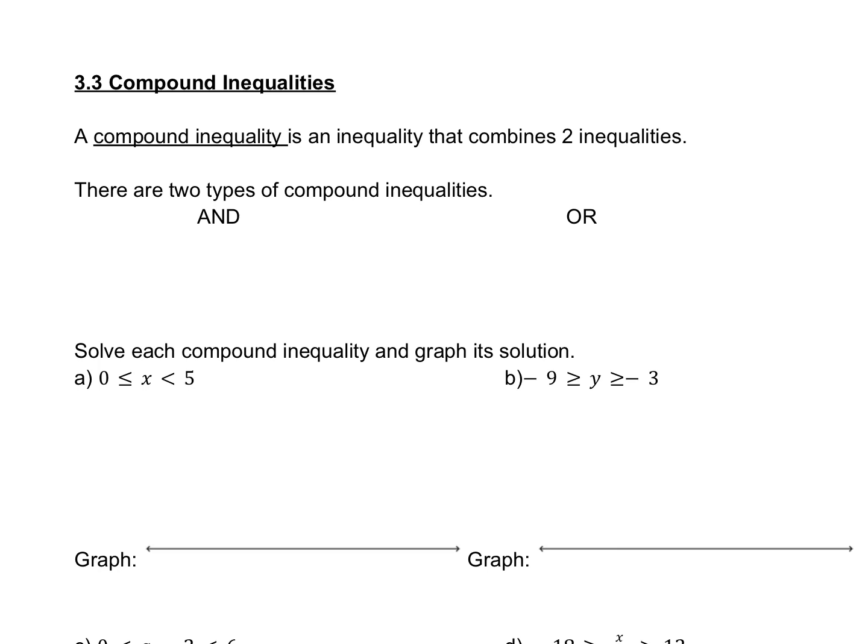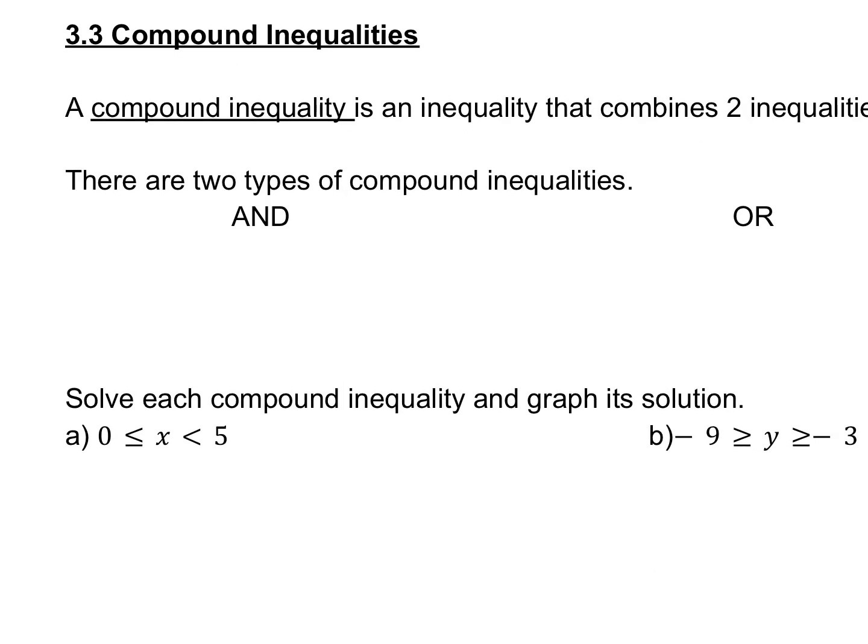Okay, section 3.3 is all about compound inequalities, which is where they put two inequalities together. Whenever you do this, there are two types of compound inequalities. The first one is an AND inequality, and the technical term is a conjunction. Whenever you solve these, on your number line, you're going to have something that looks like this, where it's a range between two different points.